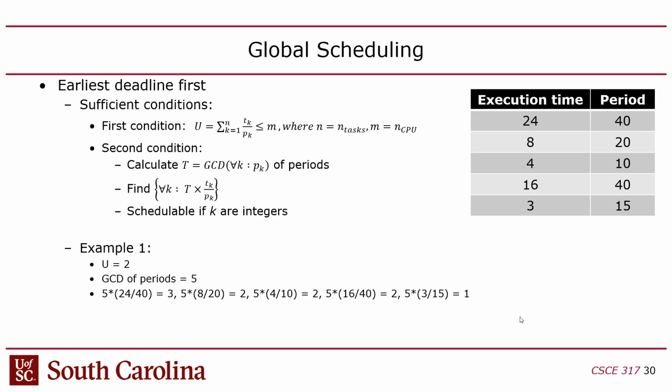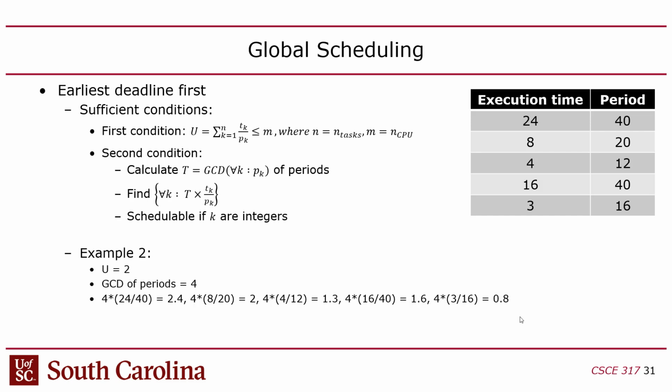And then you multiply 5 times the ratio of execution time to period for each one. So this would be 5 times 24 over 40 is 3. 5 times 8 over 20 is 2, and so on. And all those numbers are integers, so we're good, right? It'll schedule. And of course the utilization here, by the way, is actually exactly 2, right? So this is utilizing every bit of 2 processors, and yet it can still schedule, right? Because it's EDF.